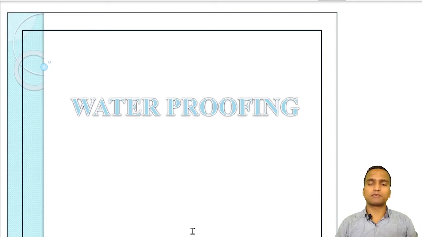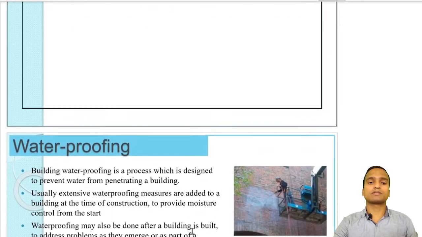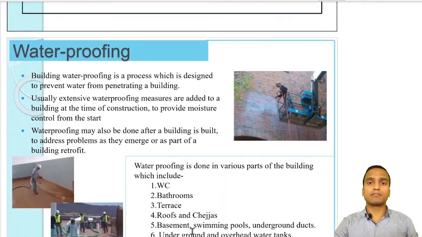Hello and welcome everyone. Till now we have discussed the problems that are caused by the ingress of water into the structure, and that's why the waterproofing treatment becomes very important. So today we are going to discuss the materials which are used for waterproofing treatments and the different techniques, just an introduction to those techniques.